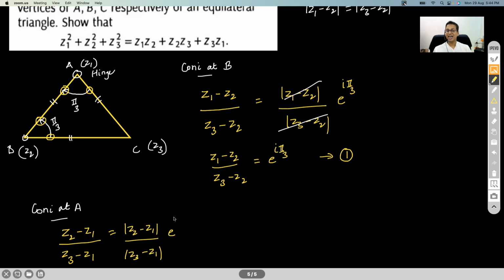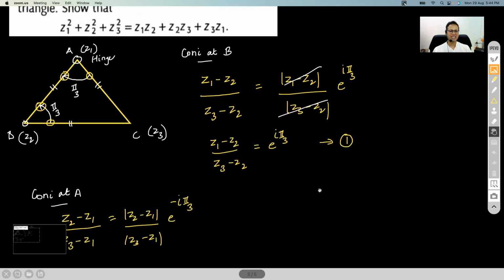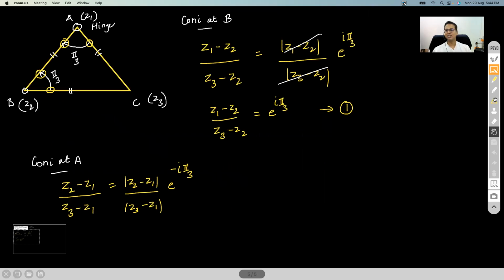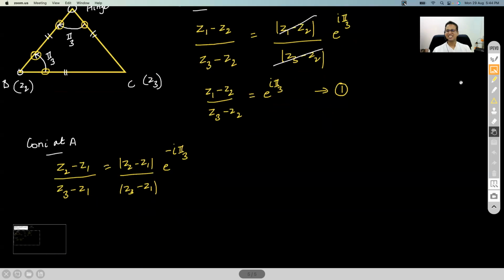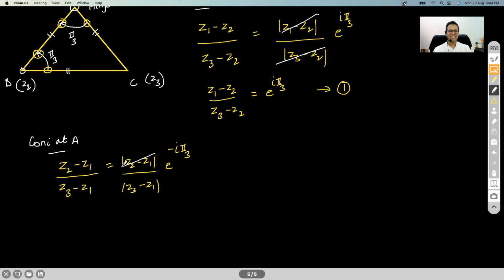Again, mod of these two guys, e to the power. Now, mind you, since the direction was taken as clockwise by Nikita, this will become minus i pi by 3. Correct? Yes or no? Now, since this is again an equilateral triangle, these two will get cancelled out because they are of the same length. We get (Z2 minus Z1) by (Z3 minus Z1) equals e to the power minus i pi by 3. This is my second equation.